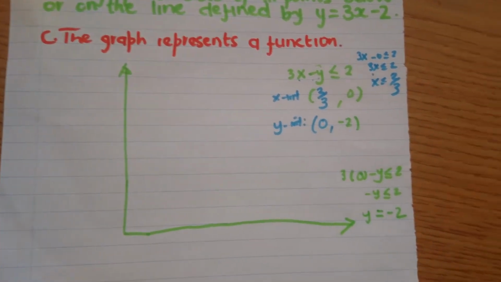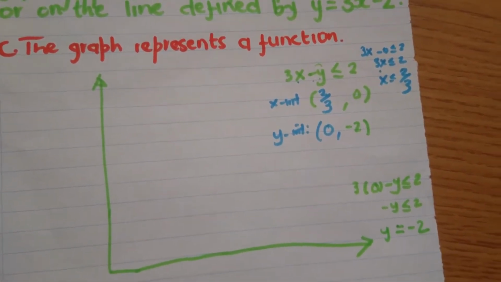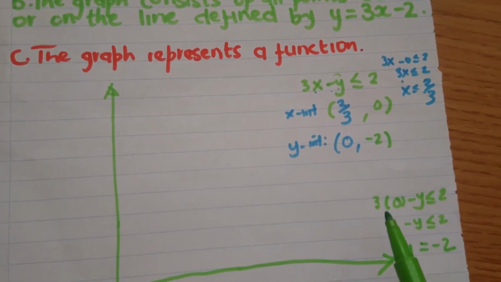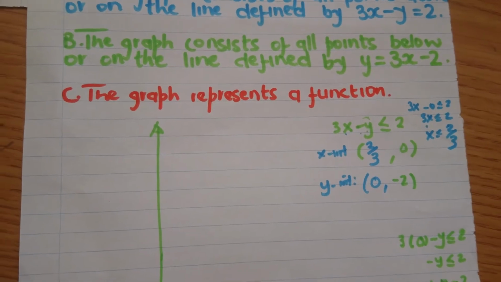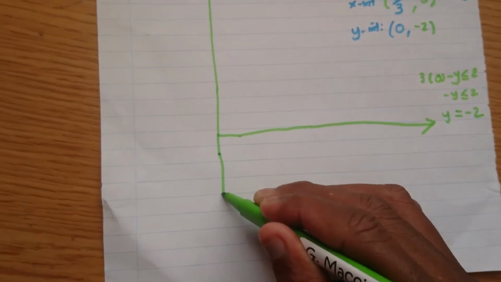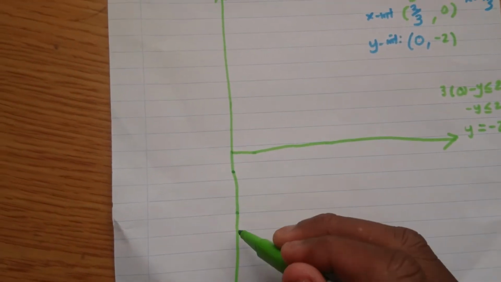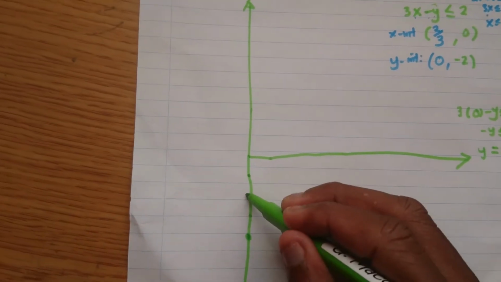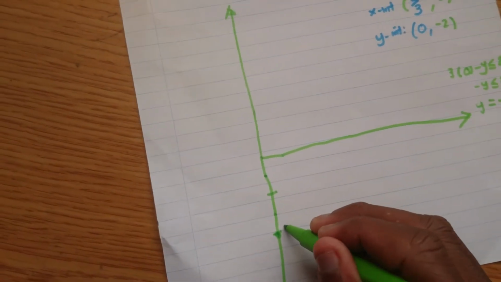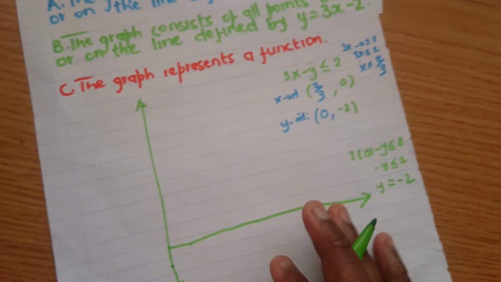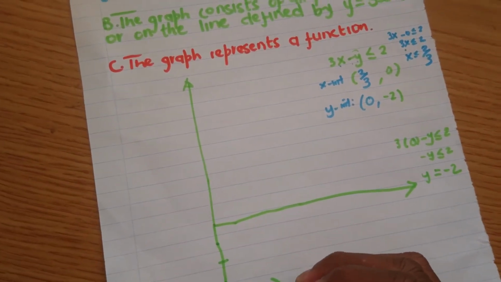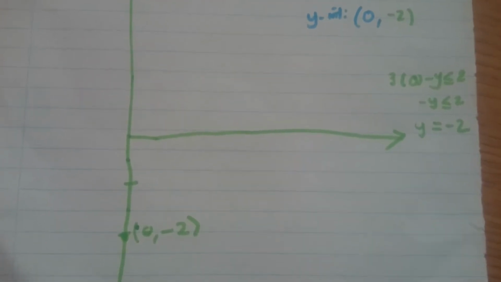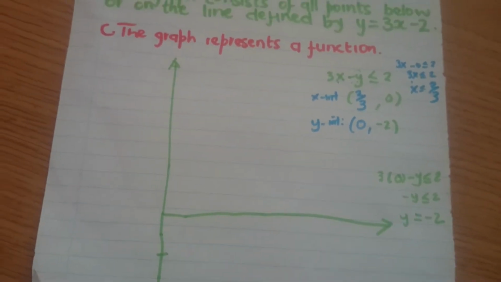So we just want to get the intercepts. Don't worry about the inequality for now. So we know the y-intercept is 0, -2. We're going to have to prolong this graph to the negative side. So let's say this is -1, this is -2, so 0, -2. All right, so our y-intercept is 0, -2.